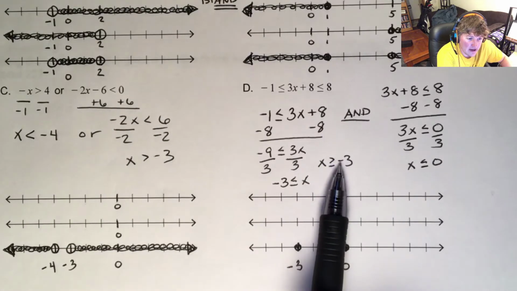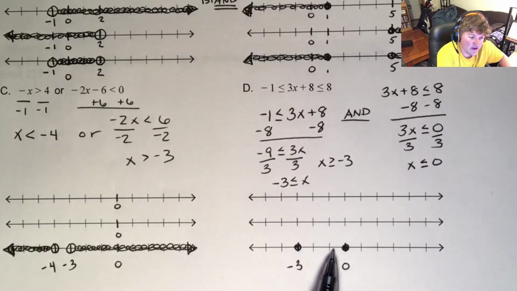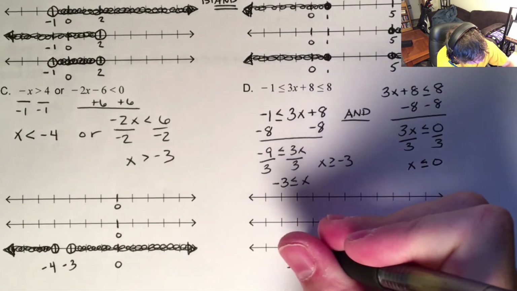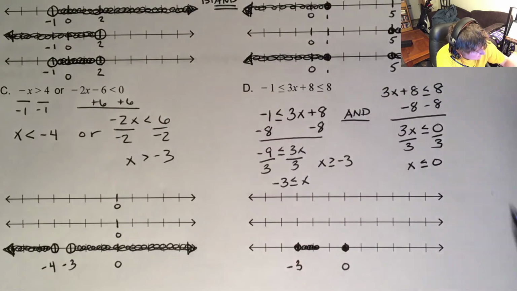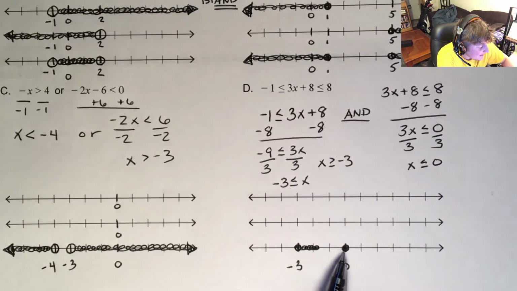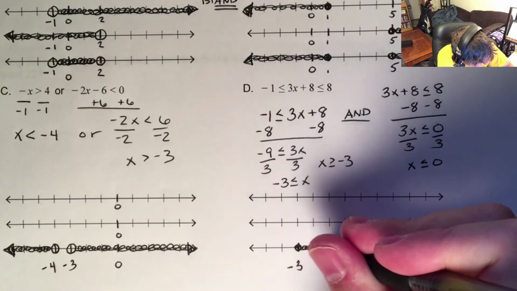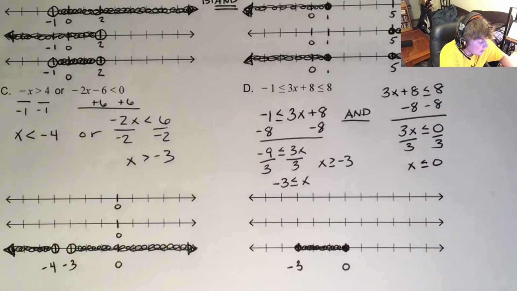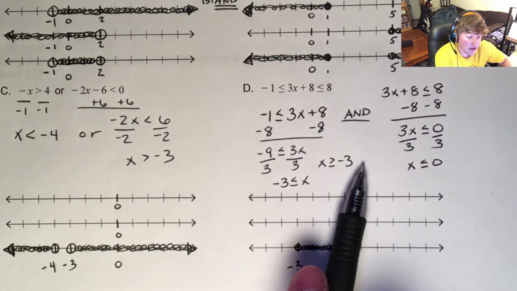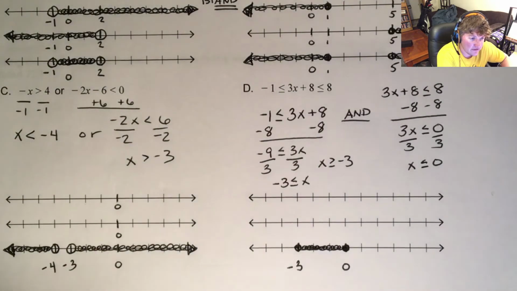X is greater than -3. So what values are that? Those are values off to the right. So I'm going to start shading off to the right. X is less than 0. Those are the values to the left of 0. So that is how we can do it. Okay, so that's how you would do it when you're splitting it up, which is fine if that's your preferred method.